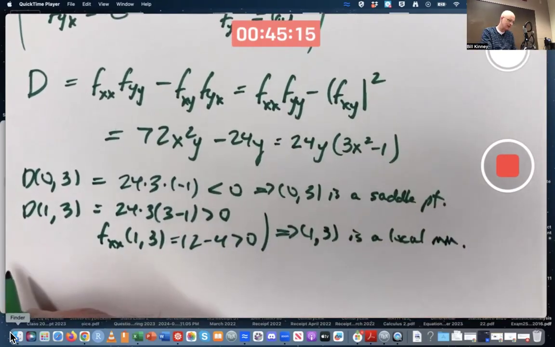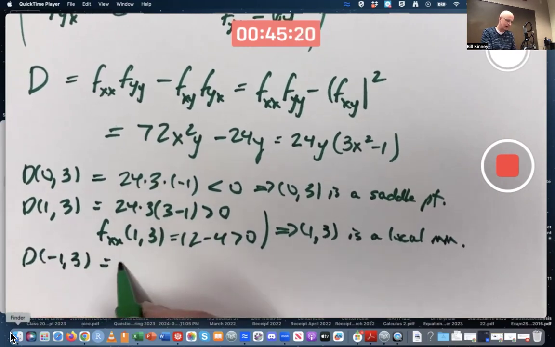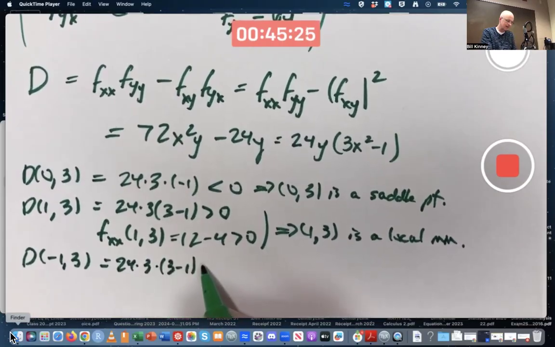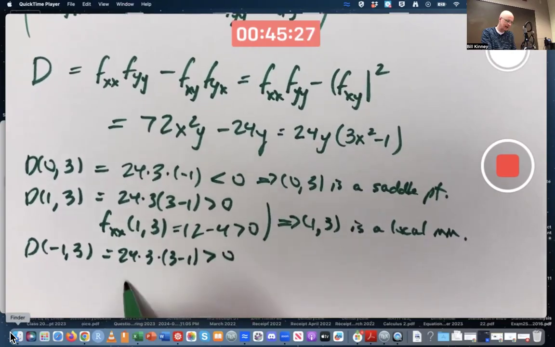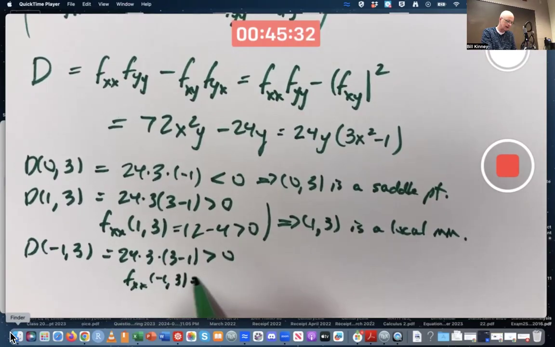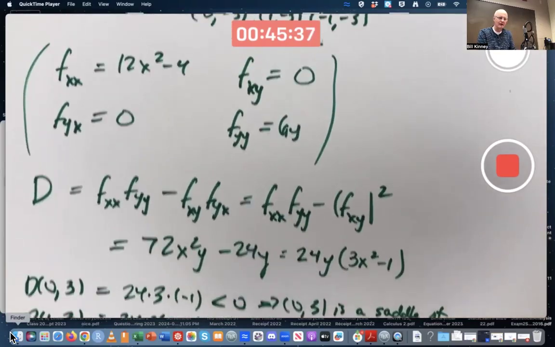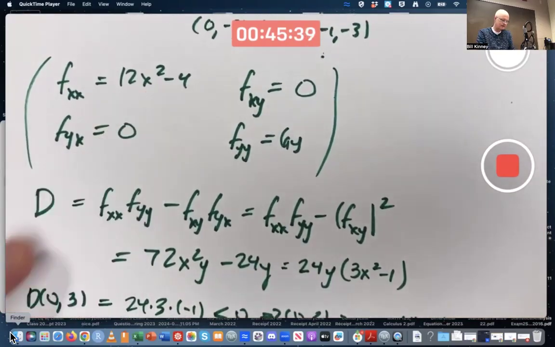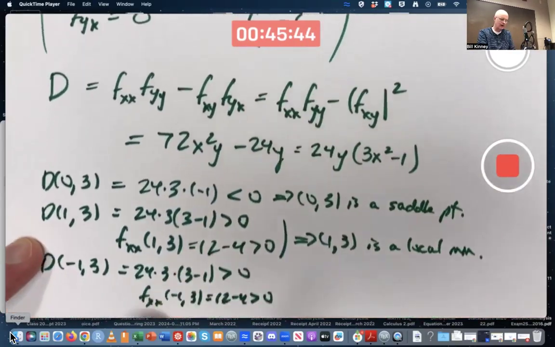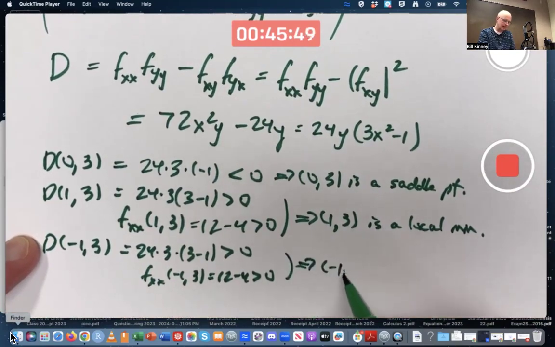Let's try the next one. The next one was negative 1, 3. That also gives you a relative min because it also gives you the same value of D and same value of fxx. Why? Because of the squaring involved, because you got x squared there. Notice that fyy would still be positive because the y coordinate is positive. Negative 1, 3 is also a local min.